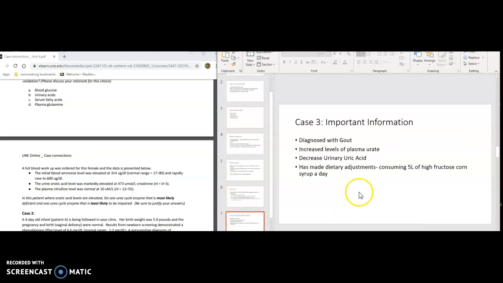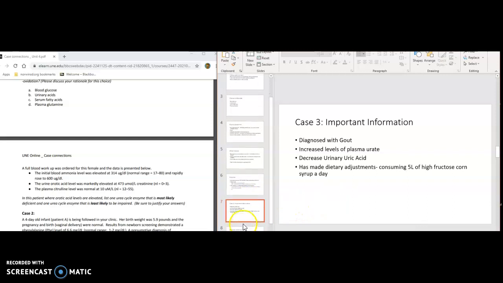So let's move on to case 3. Again, we always start with pertinent information. So we know that the patient is diagnosed with gout. He has increased levels of plasma urate, decreased uric acid levels, and stated his diet consists of 4 to 5 liters of soda a day, which contains high fructose corn syrup.